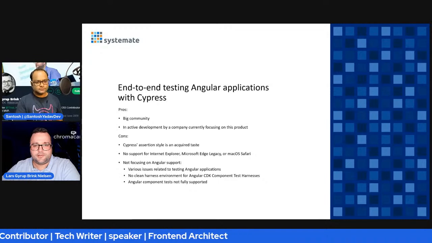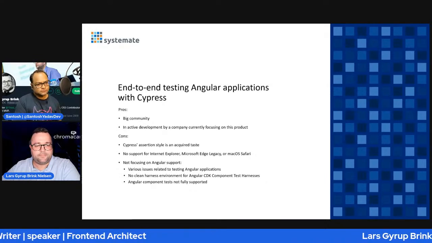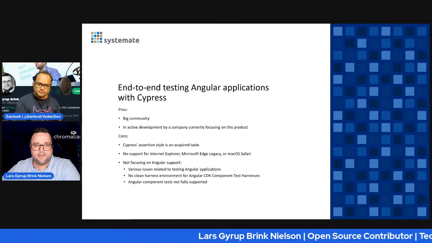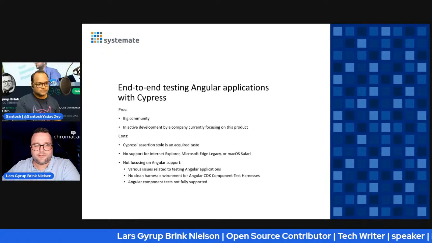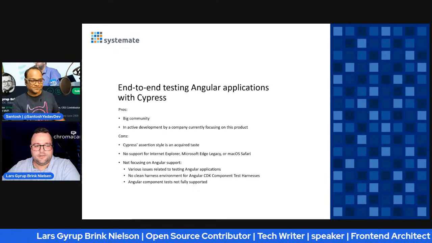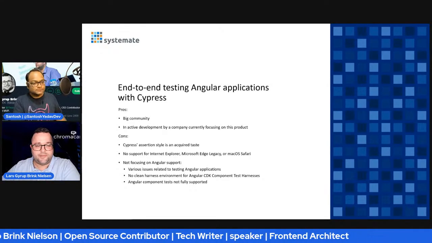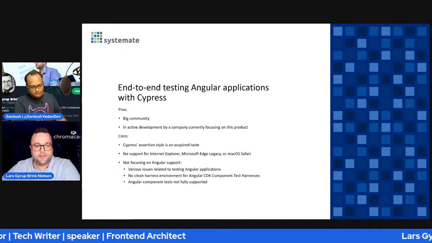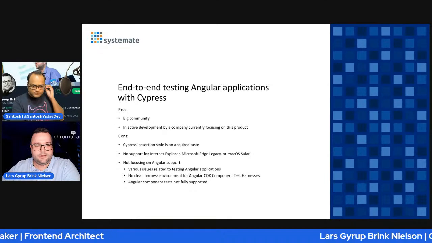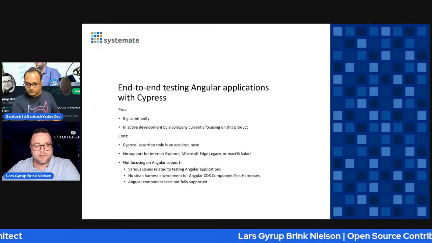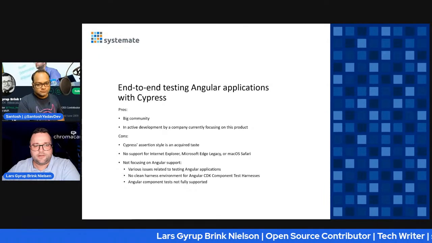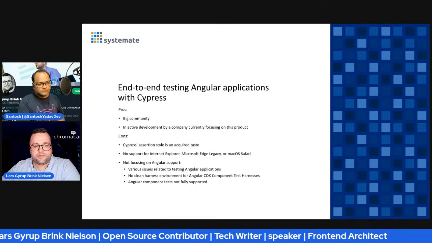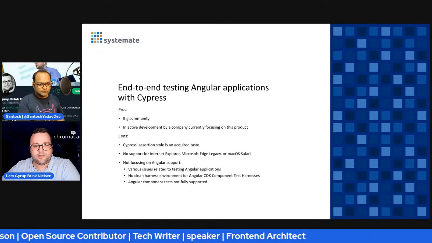So the cons, from what I've seen, the Cypress assertion style is an acquired taste. It's very different. It's based on magic strings, so it relies heavily on string types, which is very weird and it's difficult to remember all of them. It doesn't have support for Internet Explorer, Microsoft Edge Legacy, or macOS Safari. So if you want to test across browsers with any of those, you're out of luck. It's not an option.